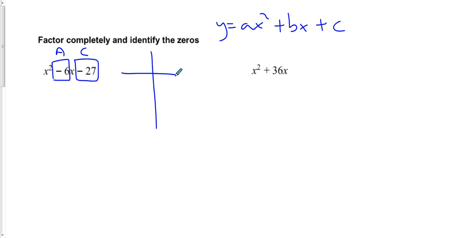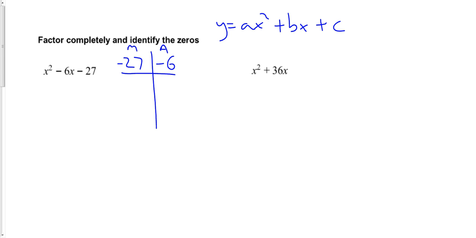Okay, so they have to multiply to the C value, and they have to add to the B value. So what I'm going to do is try and figure out which terms actually meet this requirement. So I'm going to plop in what they need to multiply to. So here I know that I need two numbers that are going to multiply to negative 27, and at the same time they have to add to negative 6.